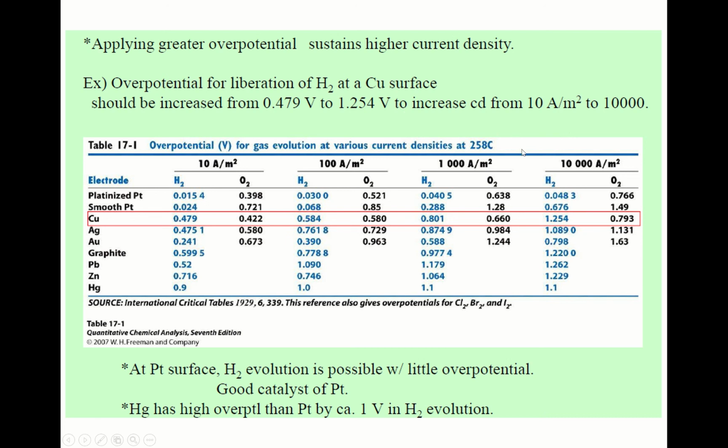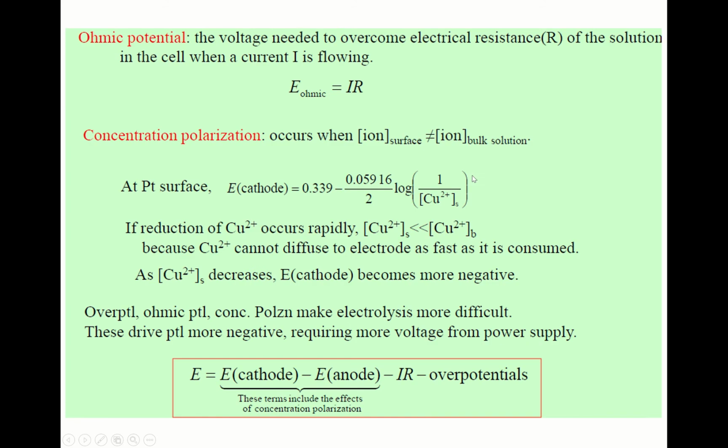Okay, let's keep going. For this table, I checked the textbook, and this is room temperature, 25 degrees C. Okay, here is another type of potential. We just learned the activation potential.